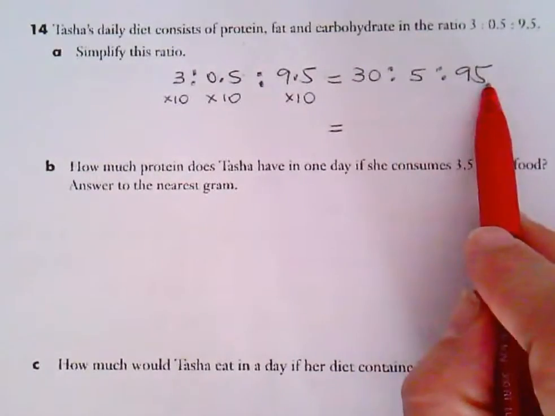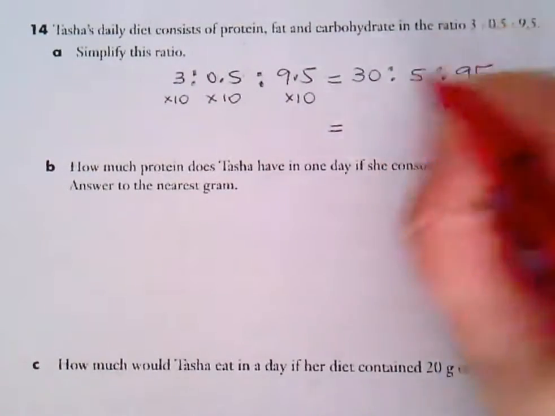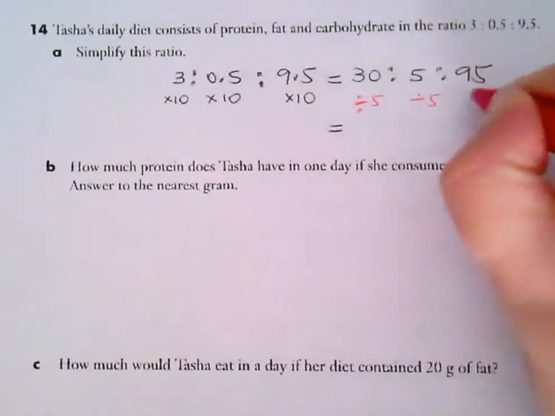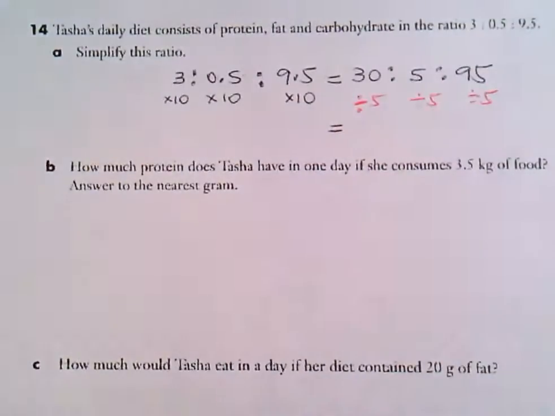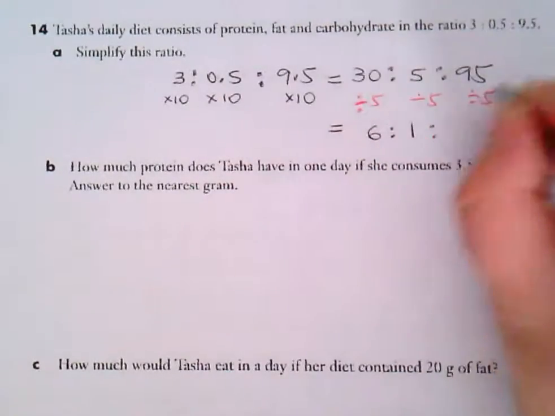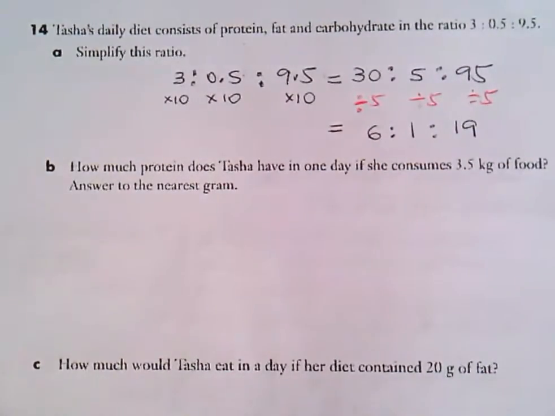And now this ratio can be simplified. Numbers ending in 0 and 5 are all divisible by 5. So if we divide these 3 by 5, 30 divided by 5 is 6. 5 divided by 5 is 1. And 95 divided by 5 is 19.